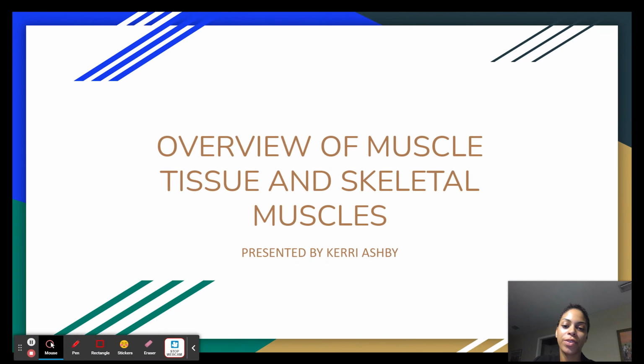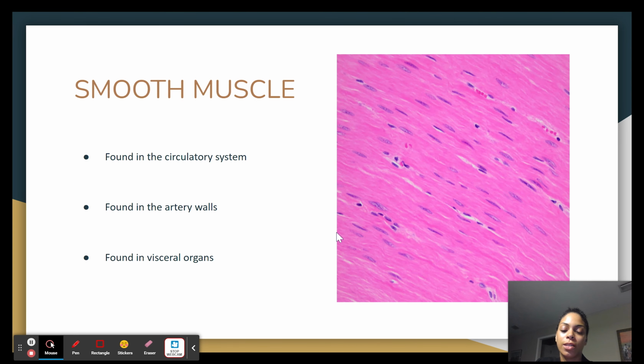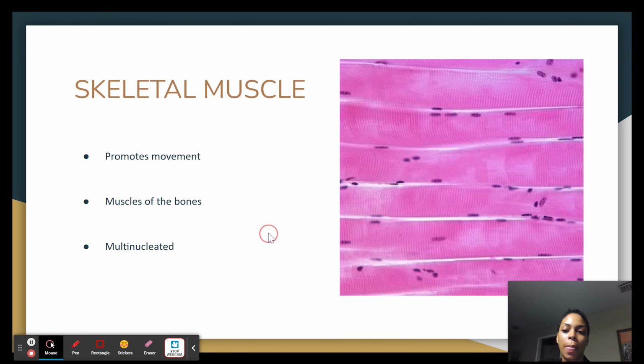Okay, this is an overview of muscle tissues and skeletal muscle. So there are three different types of muscle tissue. First, you have smooth muscle, cardiac muscle, and then skeletal muscle. This is a picture of smooth muscle. You can find it mostly in the circulatory system, which moves the blood through the blood vessels. Then you have the cardiac muscle, which is found in the heart. And then our skeletal muscle, which covers our bones and is mainly used for movement.